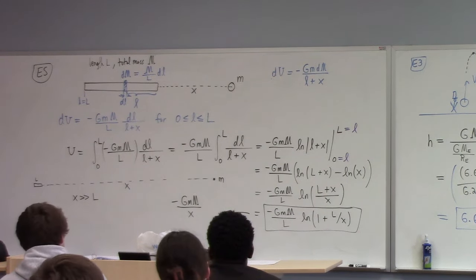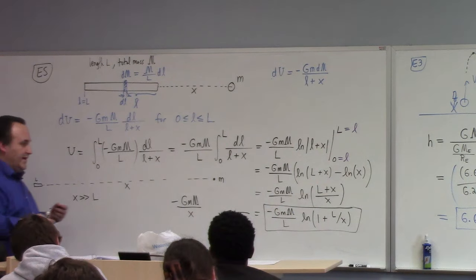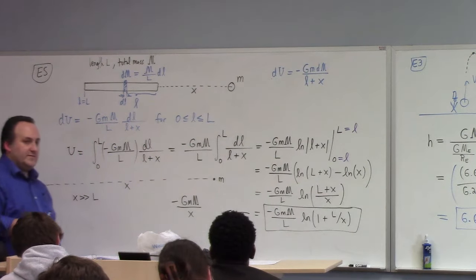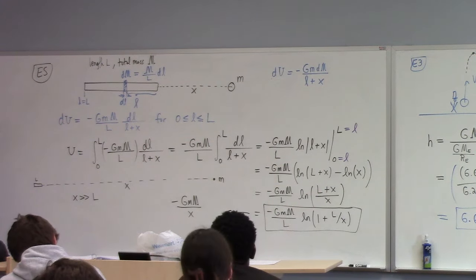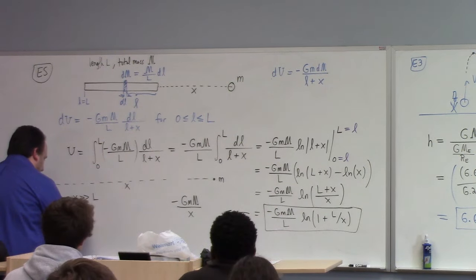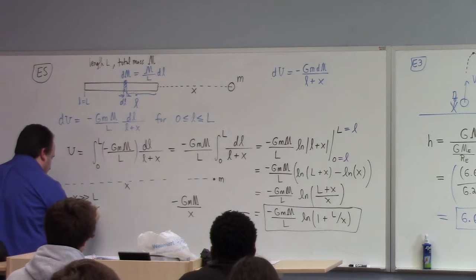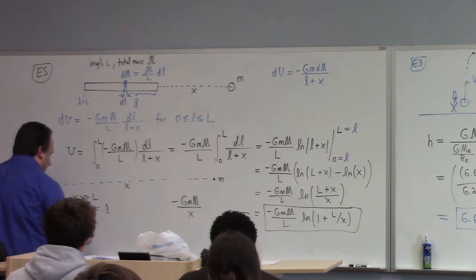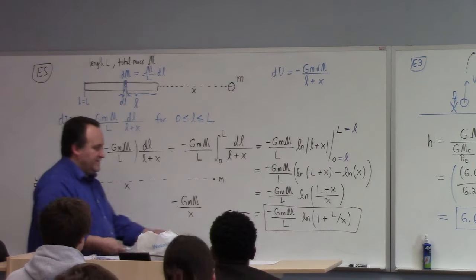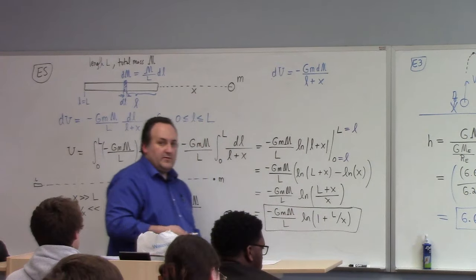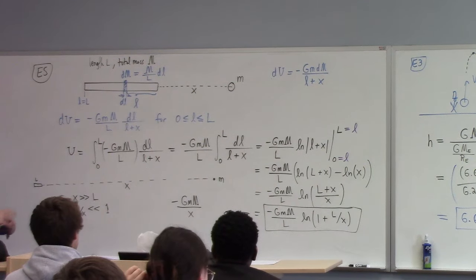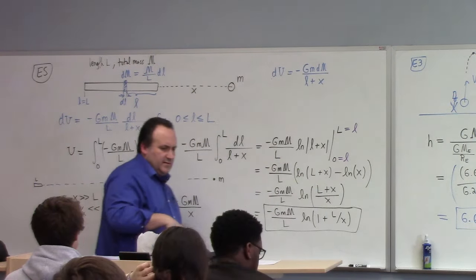So it must be that if you work out this right here from a power series perspective, that would be reasonable. If X is much, much greater than L, that means that L over X is much, much less than what? 1, right? So L over X is a very small quantity. And so if we have the natural log of 1 plus a very small quantity, you can look up, there's a series approximation for that. So I'll let you guys look at that. I'm not going to do the rest of the problem for you, but you could do that.